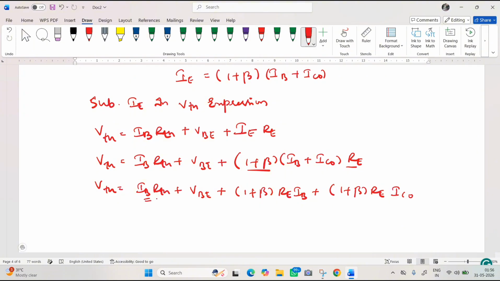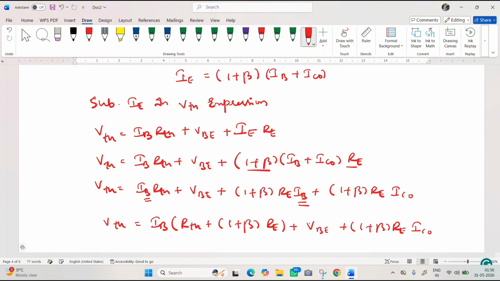Now, if you see here, in these two terms, again, I can take IB as common. Then this expression will become IB times RThevenin plus 1 plus beta times RE, right? And the rest of the parameters are plus VBE plus 1 plus beta times RE into ICO, I'll get it, right? This is the one I'll get.